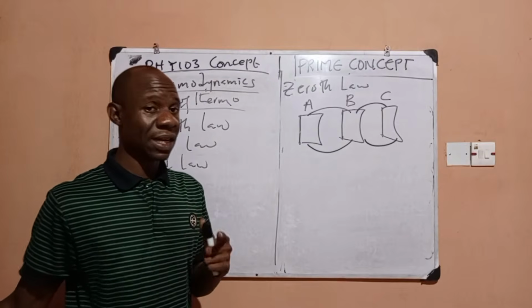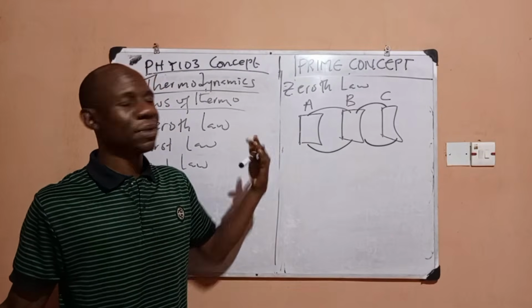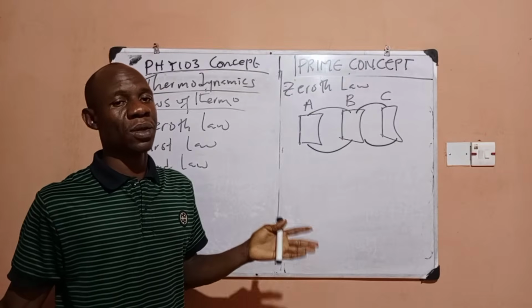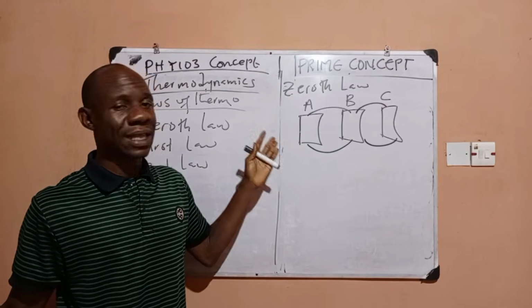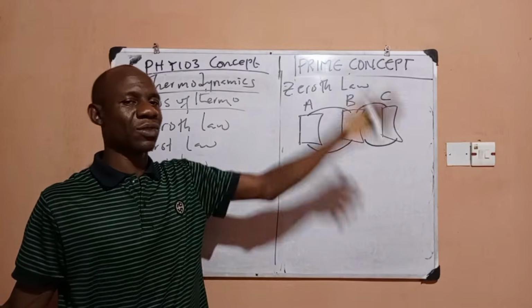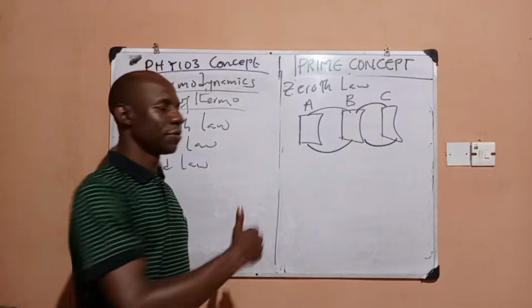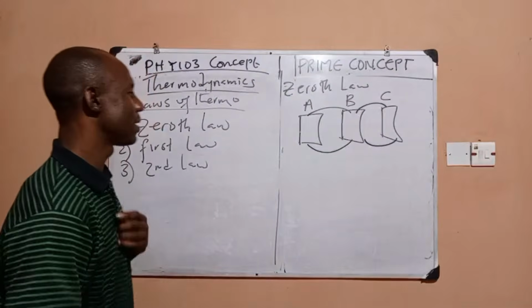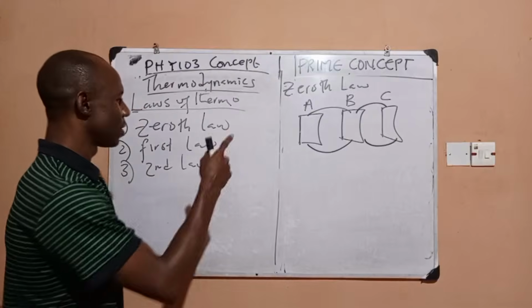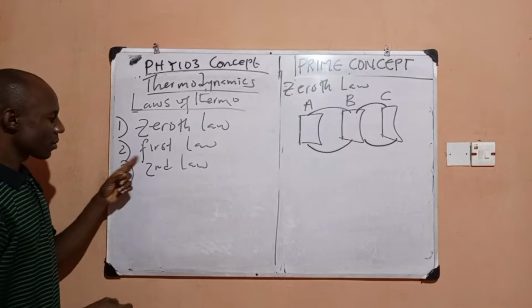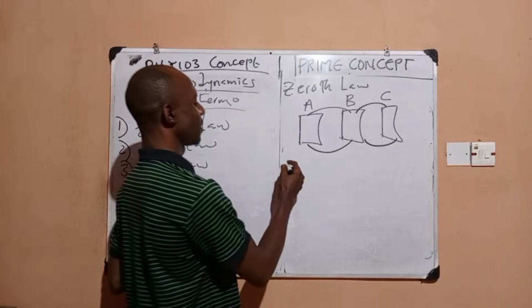I hope it is clear to you. That is just it. If two bodies are separately in thermal equilibrium with a third body, then the first and the second body would also be in thermal equilibrium. That is the law. So don't cram it. Just understand it. Then this is the first law of thermodynamics.